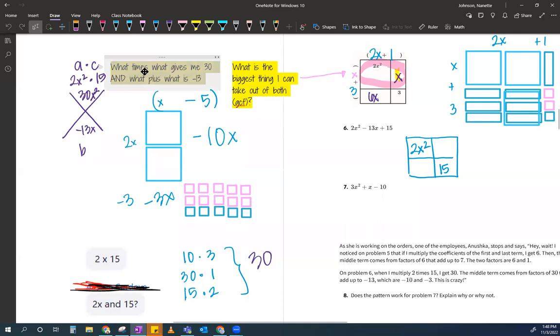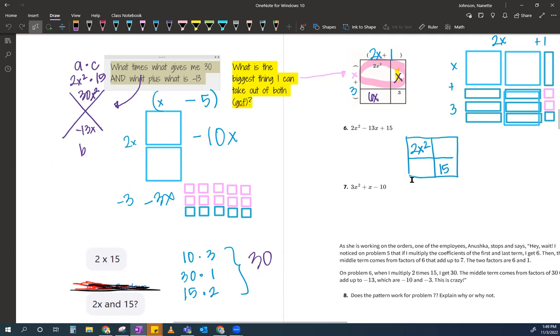So I'm asking what times what gives me 30 and what plus what gives me negative 13. You guys figured out that it was negative 3 and negative 10, because none of these will give me negative 13 except for negative 10 and negative 3. So negative 10x and negative 3x, and that's what goes right here.